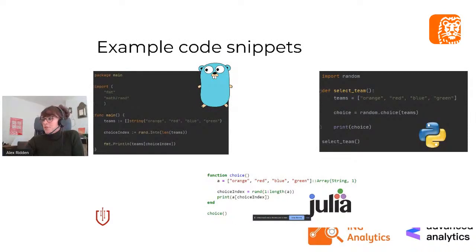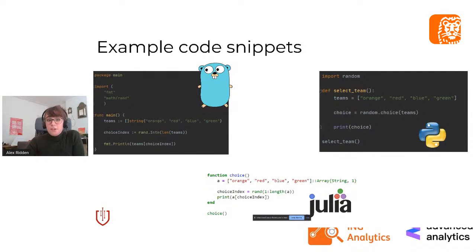So these are a few small code snippets I put together in case anyone was interested or hasn't used these languages before. I just made some super simple functions that essentially select a random object from an array, although you could argue, is it a list, an array, or a slice? In this case, I think array kind of covers them all.